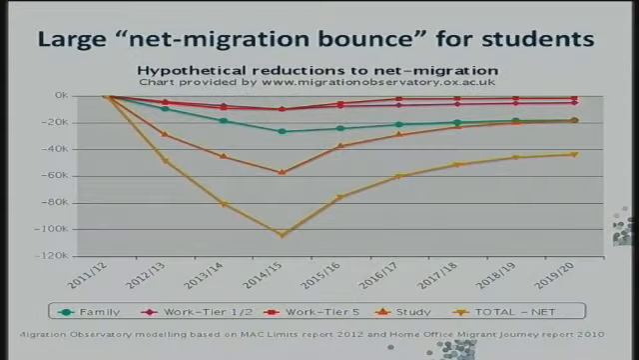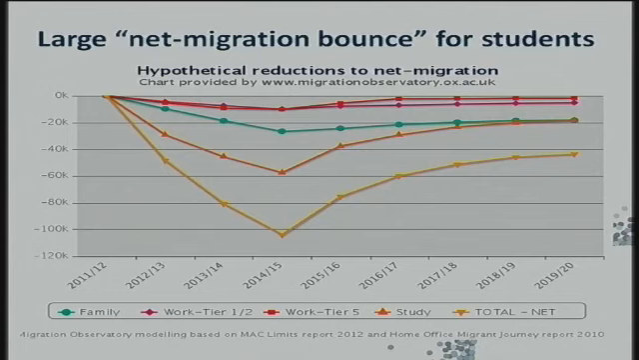The second point I'd like to make about this is that the magnitude of the bounce back effect depends on settlement rates. So the lower the settlement rates of specific routes, the larger the bounce back effect. So that's the particular challenge with students. On the one hand, we know that they're the biggest category in net migration, so you have to reduce students in a big way to reach the target.